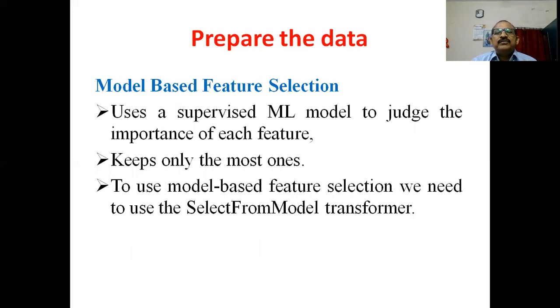Next, model-based feature selection. Model-based feature selection provides the importance of each feature. Further, decision tree and decision tree based algorithms are used to provide the importance of features.